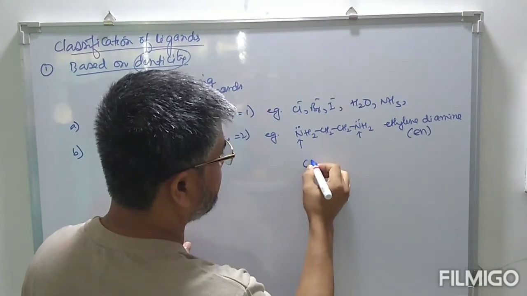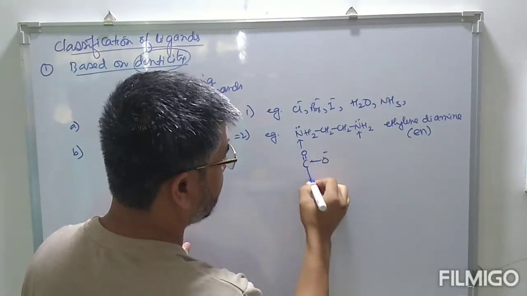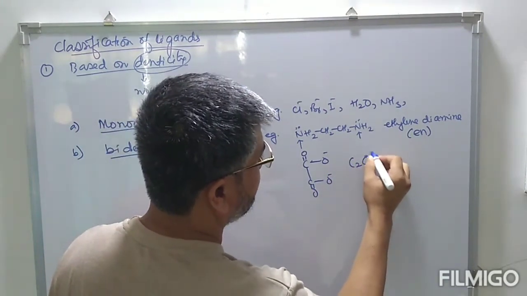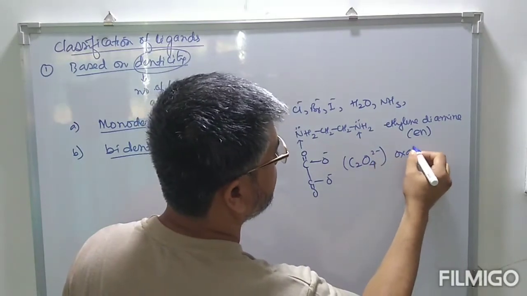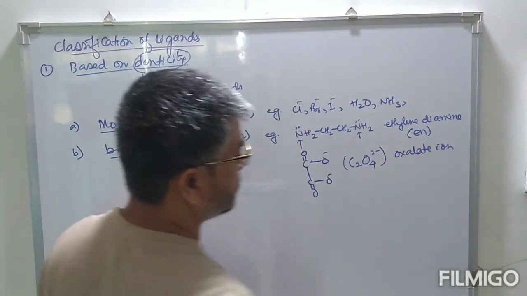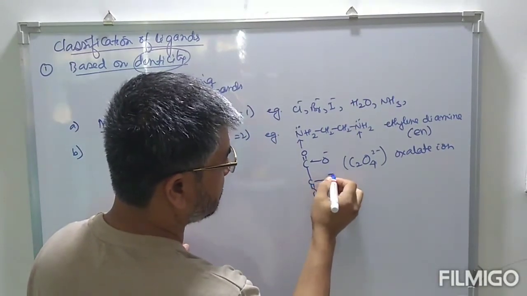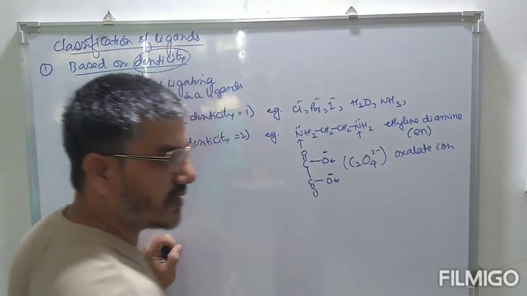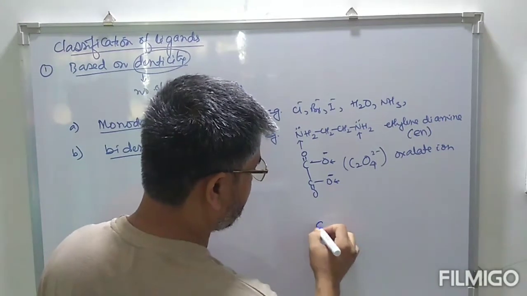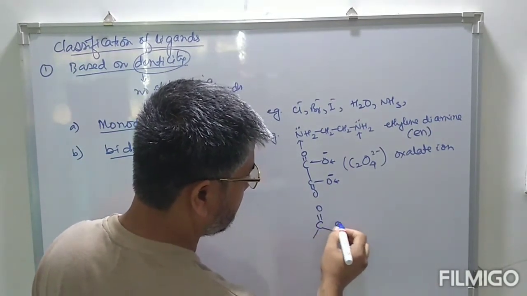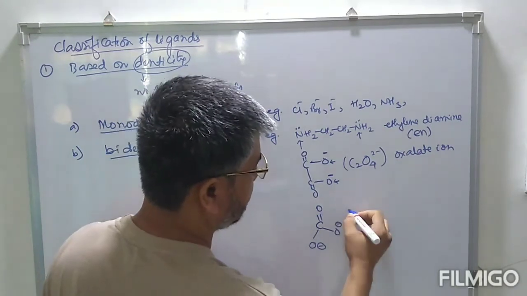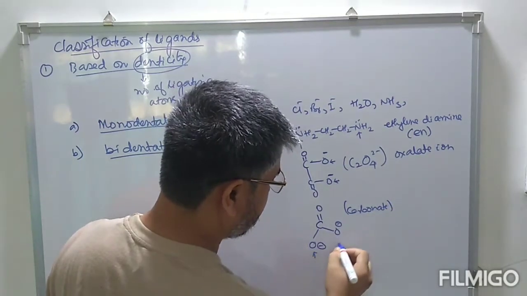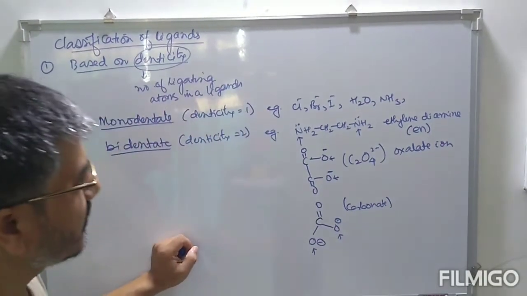Take this: C double bond O, O minus, C double bond O, O minus, that is C2O4 2 minus, oxalate ion. Look at this, we have this oxygen with extra electrons. So this is a donating site, this is also a donating site. Take this carbonate ion. This is a donating site, this is also a donating site.